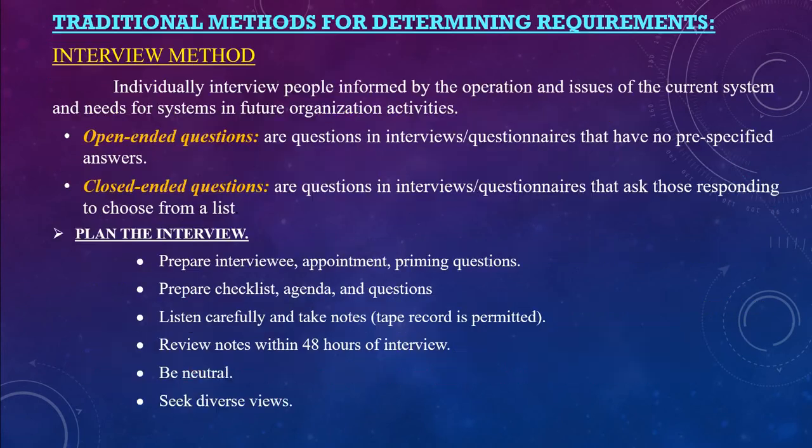So first of all, we shall see the traditional methods. The first one being the interview method. Individually interview people informed by the operation and issues of the current system and needs for systems in future organization activities. These are the types of questions asked in an interview. First one being the open-ended questions. These are questions asked in an interview that have no specified answers. That means no options are given to the respondent.